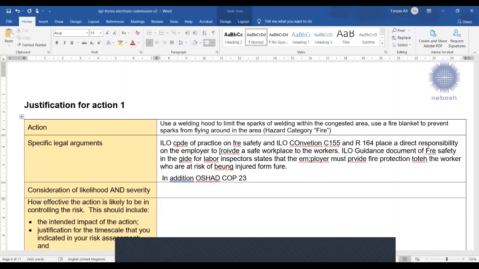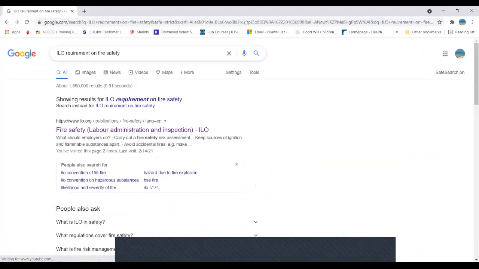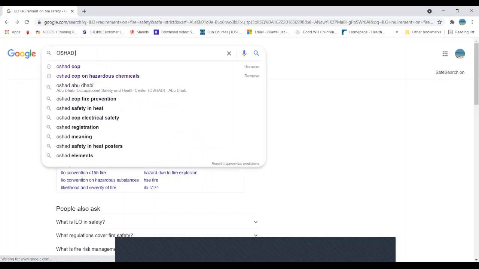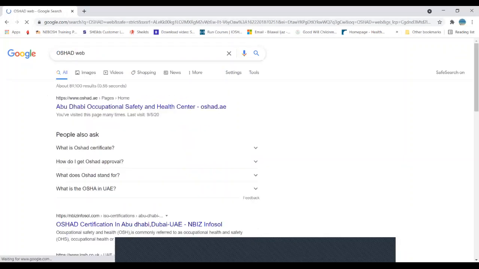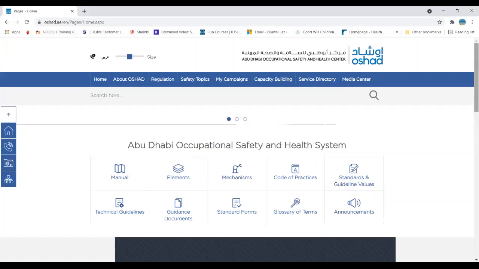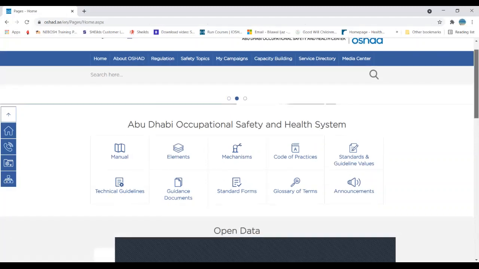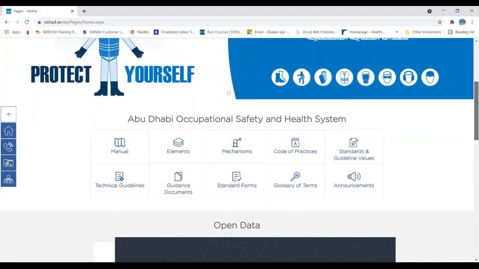So let me just share the website again. You go back and you can write down here OSHAD website. When you go to the OSHAD website, this is it, Abu Dhabi Occupational Safety and Health Center. You can click here. If you're in any other country, you can use your local country laws as well, but you must give a reference to ILO. ILO reference is mandatory.